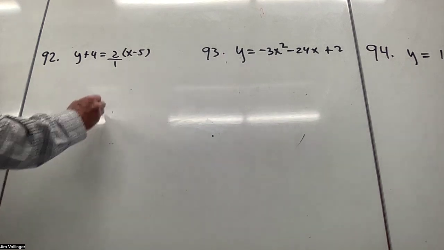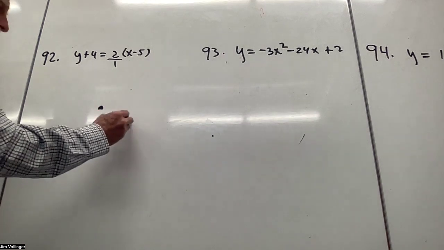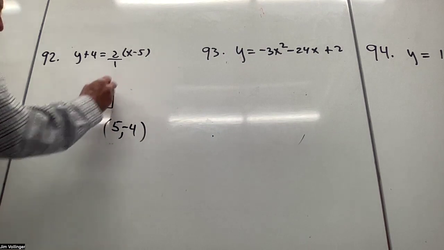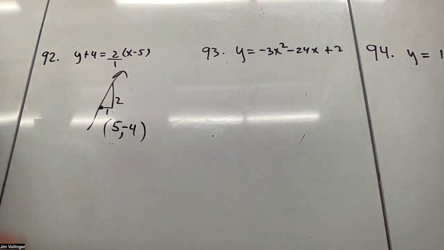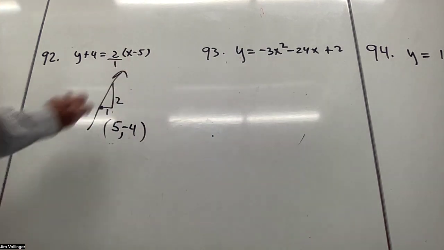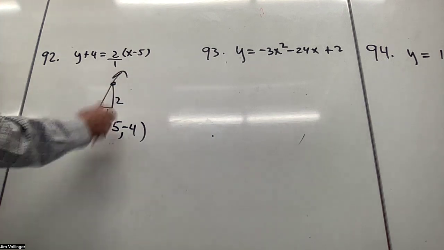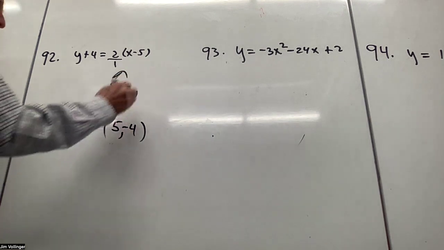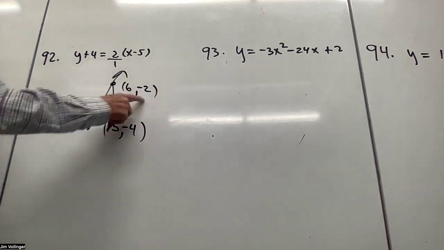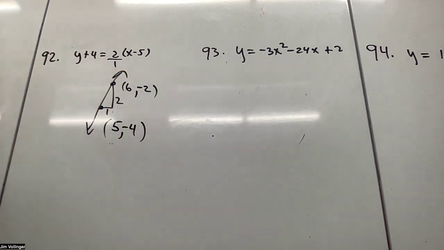All right, so I see (5, -4). I'm going over 1, up 2, over 1, up 2. There's my point slope form. Might as well nail this one. Over 1 makes it 6, up 2 makes it -2. So it passes through those 2 points and it's linear.